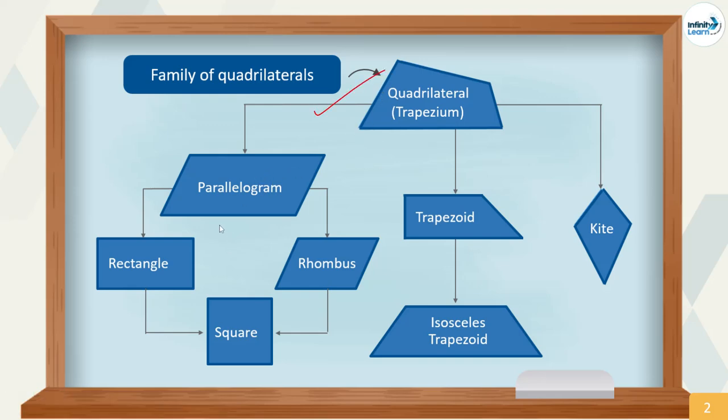Quadrilateral consists of parallelogram. Parallelogram is of two types, rectangle and rhombus, and they are further classified into square. Trapezium is known as trapezoid, and it can be of two types, isosceles trapezoid. Basically, quadrilateral can be of three types: parallelogram, trapezium, and kite. Parallelogram is further divided into rectangle and rhombus, and it is further classified into square. Trapezium is classified into isosceles trapezium, and kite is a different thing.